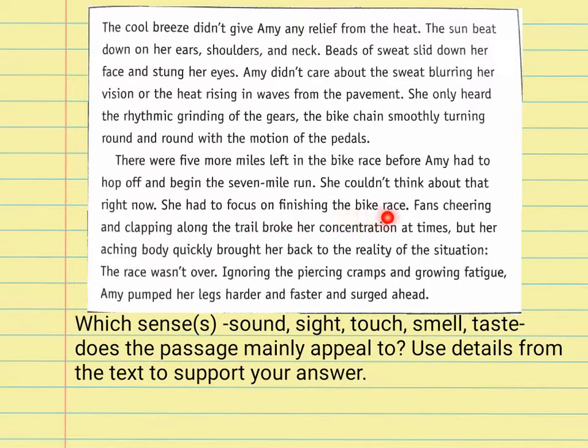She had to focus on finishing the bike race. Fans cheering and clapping along the trail broke her concentration at times, but her aching body quickly brought her back to the reality of the situation. The race wasn't over. Ignoring the piercing cramps and growing fatigue, Amy pumped her legs harder and faster and surged ahead. Which senses, sound, sight, touch, smell, taste, does the passage mainly appeal to? Use details from the text to support your answer.